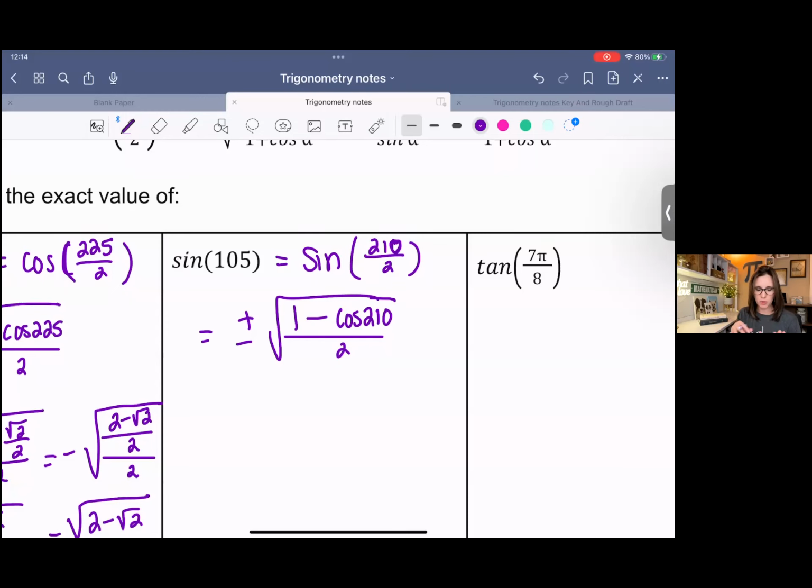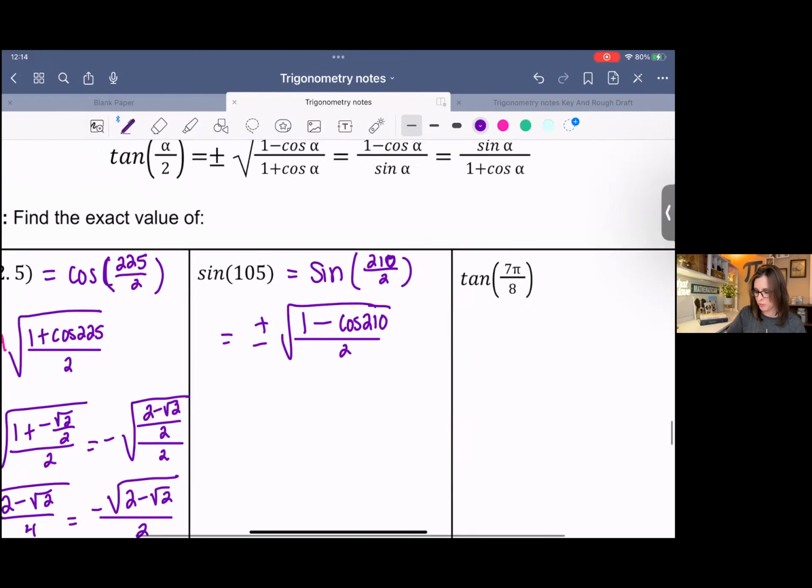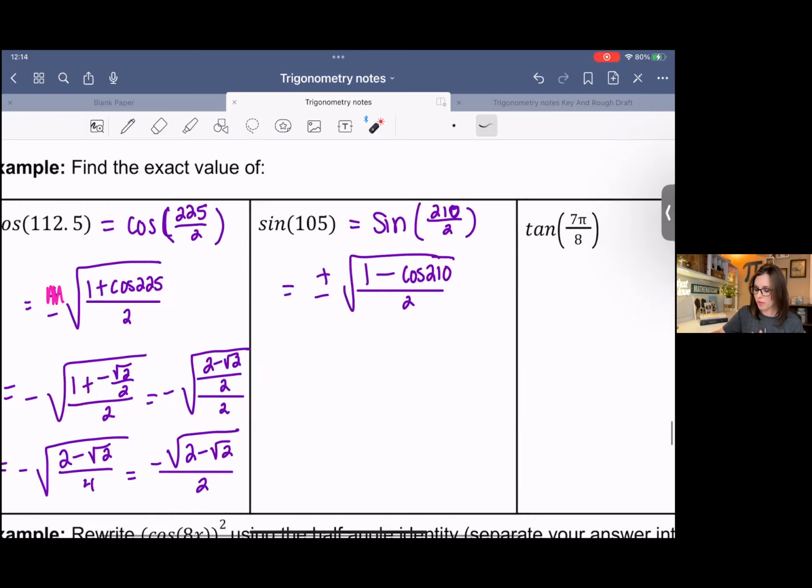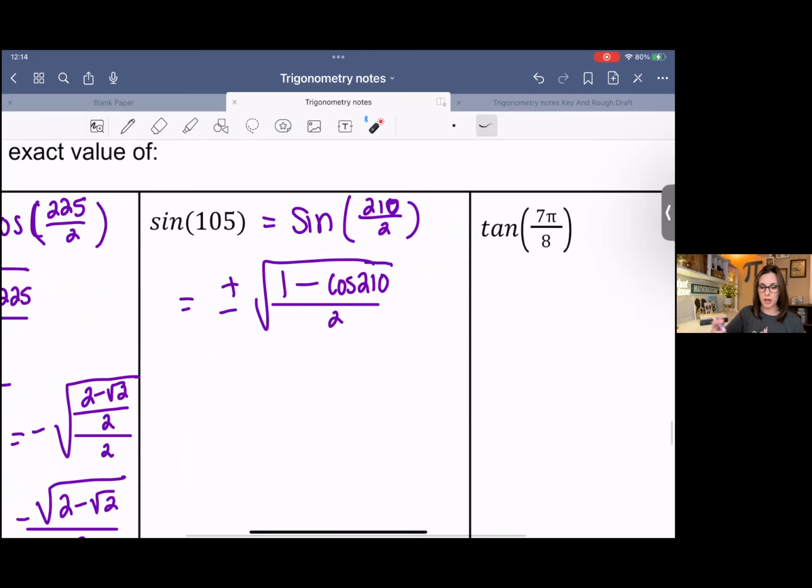Before we move on, I misspoke a little bit earlier. When I was looking at this problem, I realized it. I said that this one was negative because 225 was in the negative quadrant, which is true, but we're supposed to focus on this angle here for the sine of the function. So I'm very sorry about that. 112.5 is still in the negative quadrant for cosine, so it's still negative. I just misspoke there. So for this one, when we're deciding positive, negative, we're looking at 105.